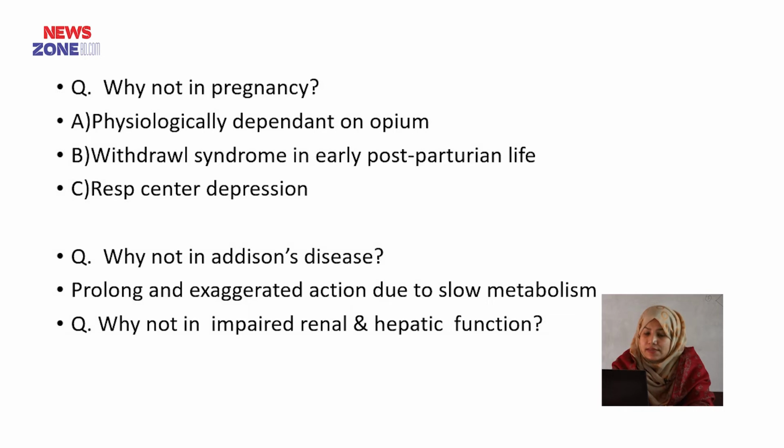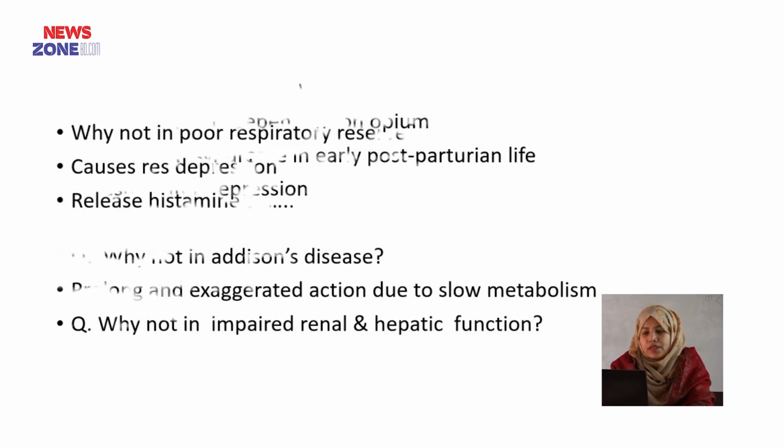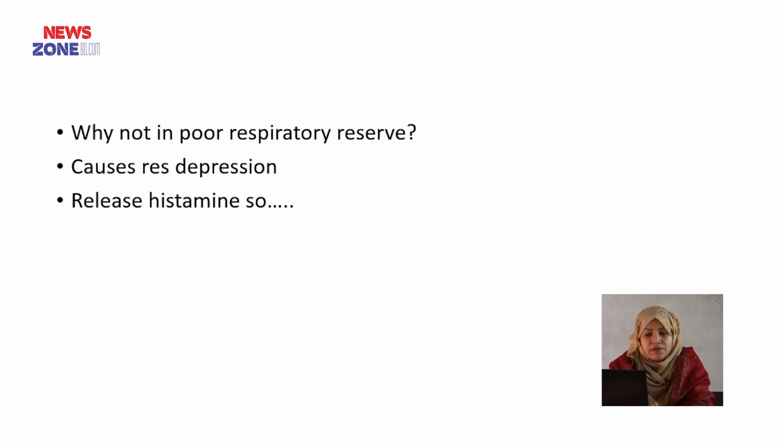Why not in Addison's disease? Because of prolonged and exaggerated action due to slow metabolism. And why not in impaired renal or hepatic function? Because the impaired kidney and impaired liver cannot metabolize or excrete the morphine perfectly. Why not in poor respiratory reserve? Because it causes respiratory depression and it also causes release of histamine. As a result, there will be bronchoconstriction and increased bronchial secretion.